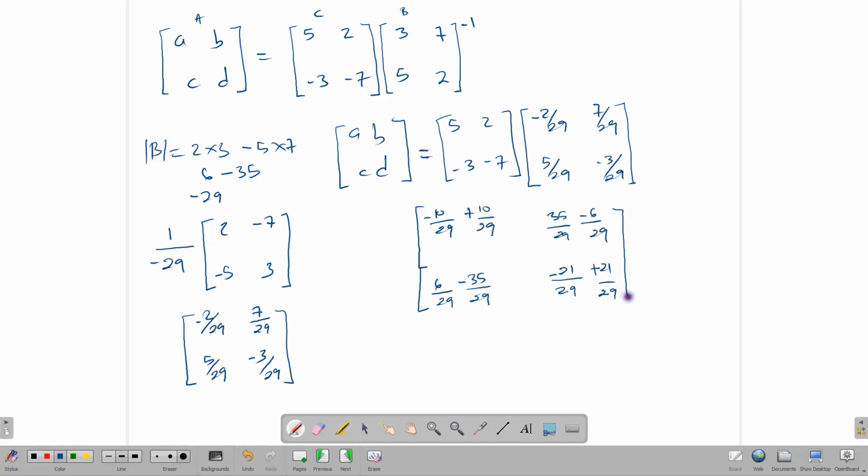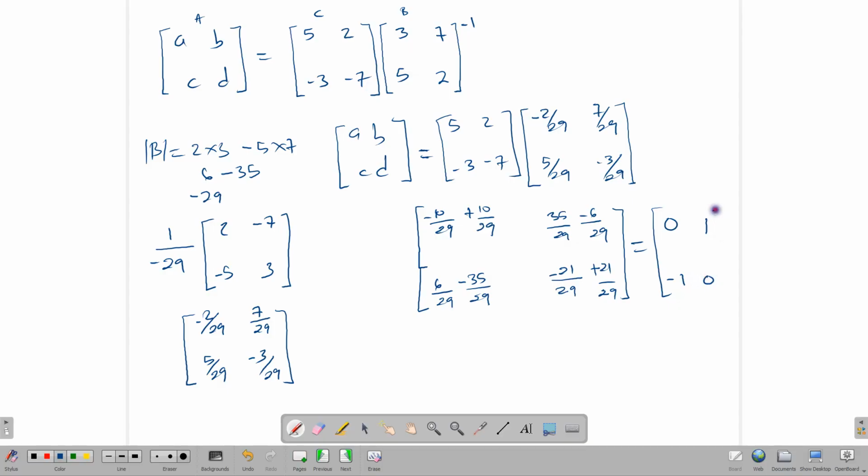Now, once you simplify this, you'll realize that this is equal to 10 minus 10 is 0, so that's 0. 35 minus 6, that's 29, and 29 over 29 is 1. 6 minus 35 here is negative 29. Negative 29 over positive 29 gives us negative 1. And 21 plus negative 21 gives us 0.